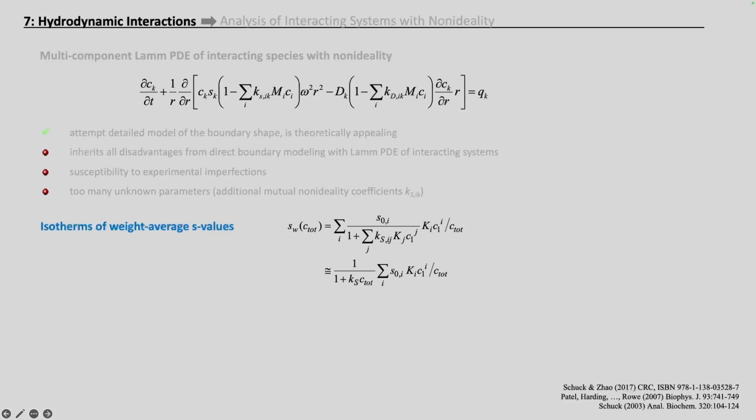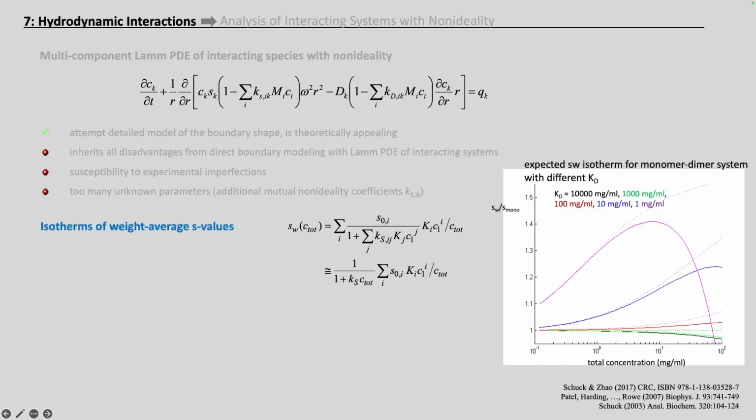Again, we can step back on the detail and just use mass balance analysis to model the isotherm of weight average S value as a function of concentration. Strictly, this takes such a form, considering the weighted contributions of all species and their mutual non-ideality. However, it is usually an excellent approximation in standard practice to describe the non-ideality with a single average coefficient. Ultimately, that's saying that the backflow in a mixture won't depend much on the identity of the protein.